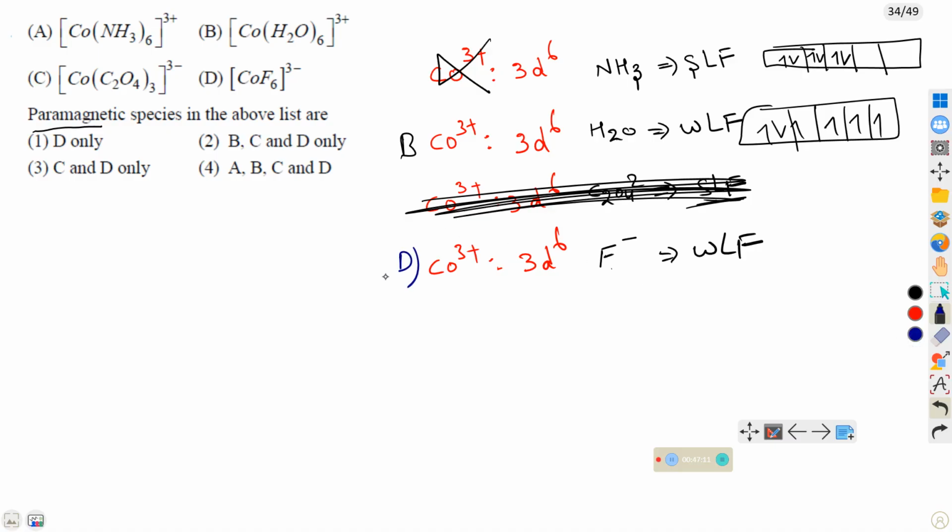BD option is not given. Okay. Remember, B also is not possible. B is also diamagnetic only. Why? H2O combines with cobalt, it acts as strong ligand field. So only D is correct. This is the exception condition. Generally H2O is a weak ligand, but when H2O combines with cobalt, it acts as strong ligand.